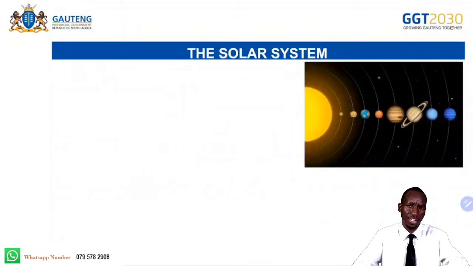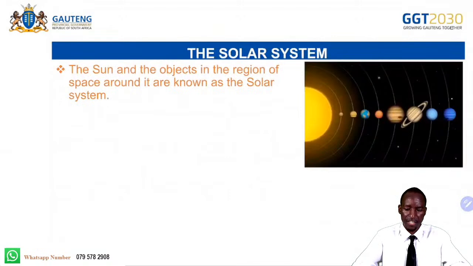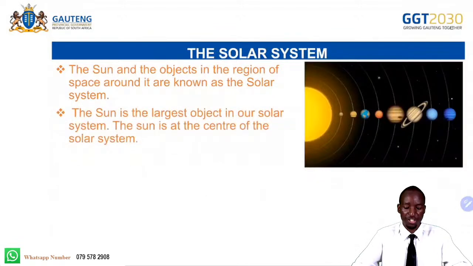As we look into the solar system in detail, the sun and the objects in the region of space around it are known as the solar system. So our solar system comprises the sun and the other objects which are found in the region of space. And these objects are always found orbiting around the sun and within the solar system. The sun is the largest object in our solar system. The sun is found at the center of the solar system.